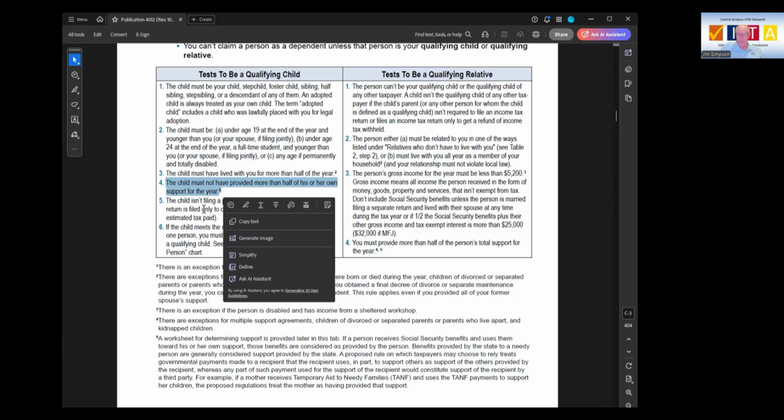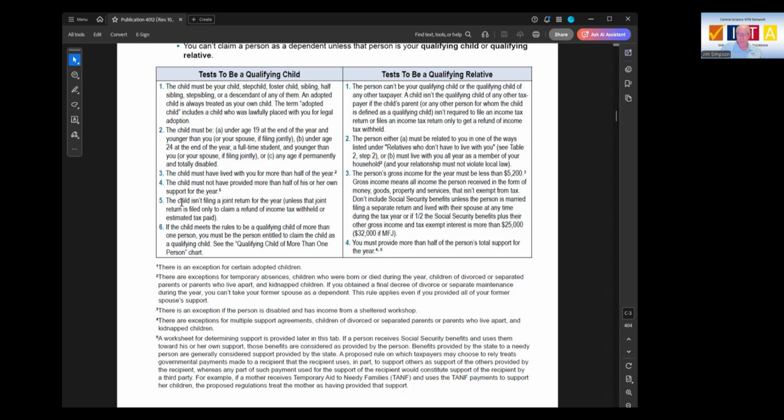Okay. Then there's a couple of other obscure ones here. The child isn't filing a joint return for the year unless that is just to claim a refund. So maybe your kids got married and they're living with you now, and they file a joint return as long as it's just to claim a refund. In other words, they did not meet the filing requirements to file a return. That doesn't disqualify them from here.